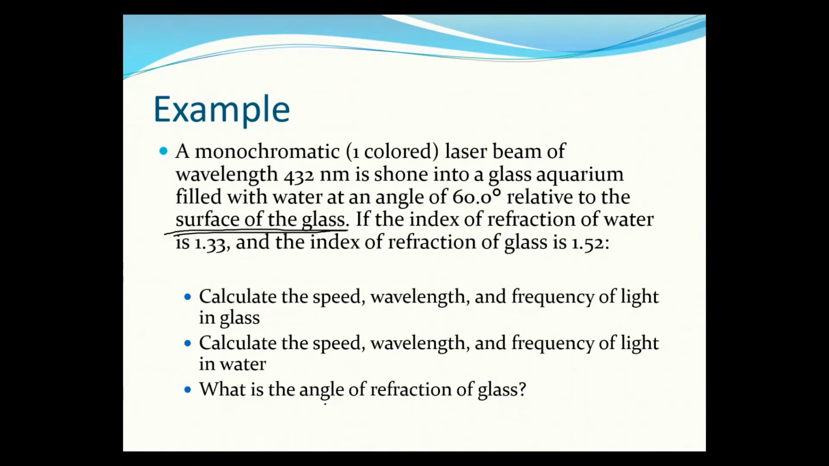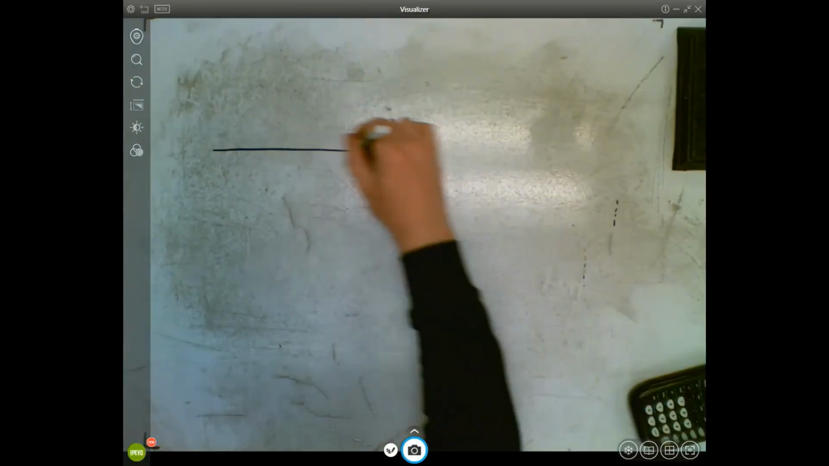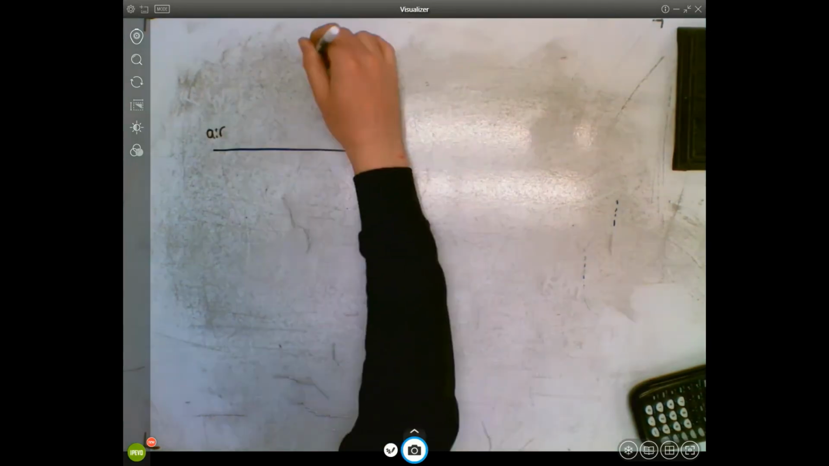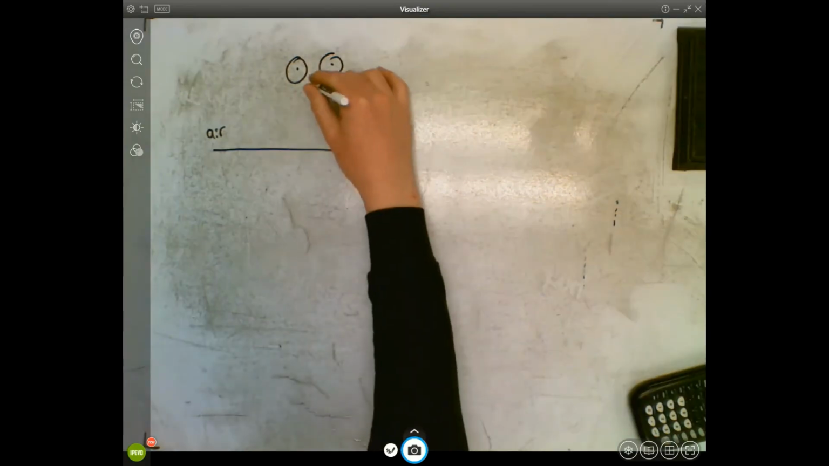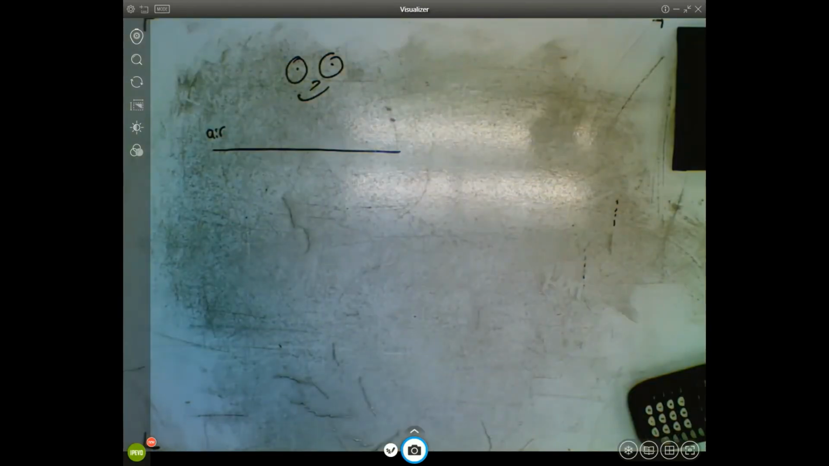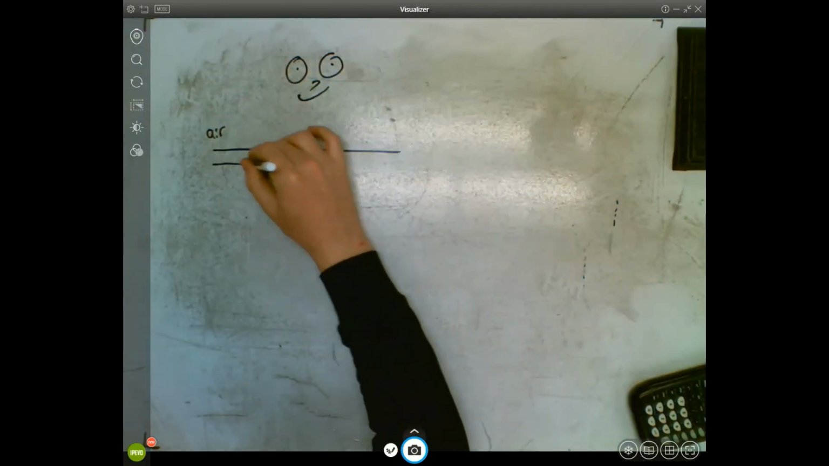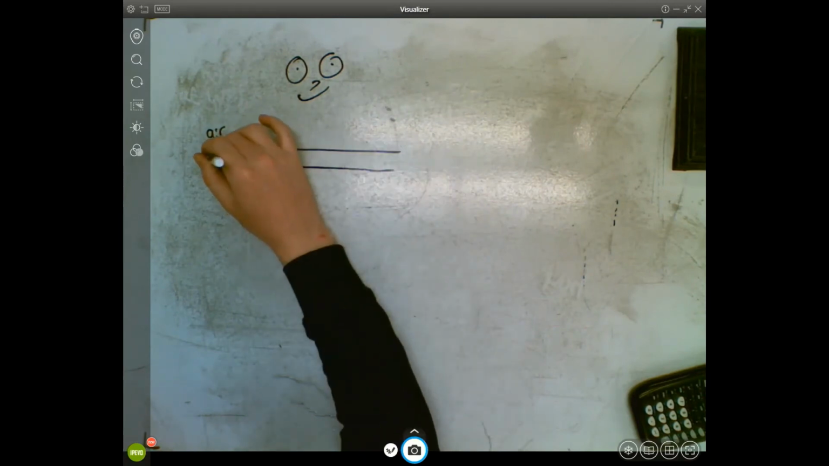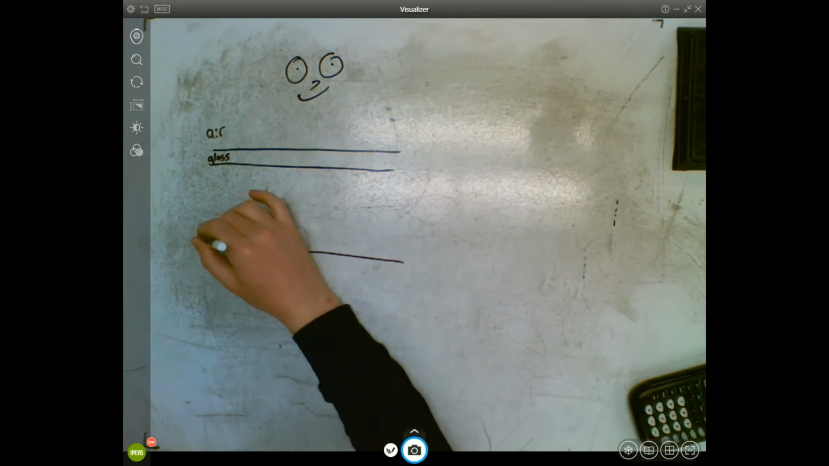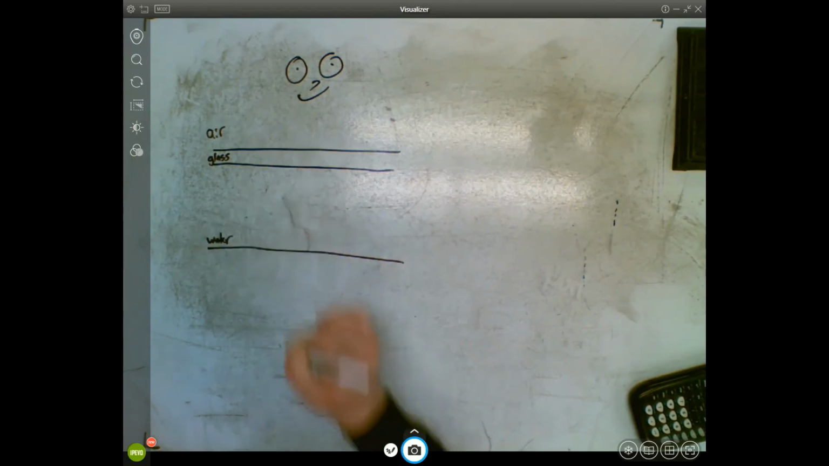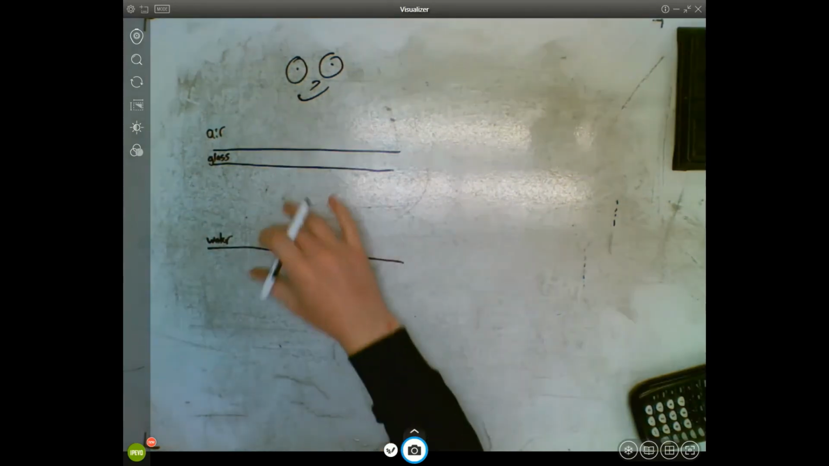Okay, so let's draw out a little picture of what this looks like. So we have an aquarium. So out here is air. This is where we are. These are eyeballs. You're looking into the aquarium there. And then the aquarium is made of glass. And inside the aquarium is water, like that, right? So this is your thin glass, this is your water.